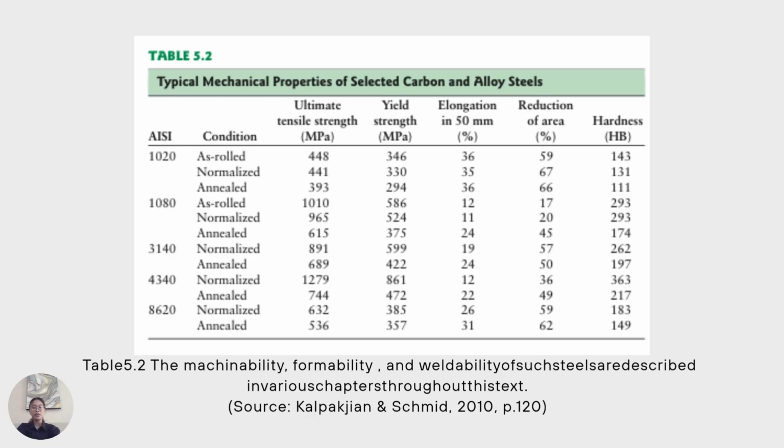This table presents a comparison of the mechanical properties of various carbon and alloy steels, specifically illustrating how compositions and heat treatment influence their strength, ductility, and hardness. Now, let's look at the columns carefully. The table lists representative steels by their AISI designation: 1020, 1080, 3140, 4340, and 8620, each tested under different conditions such as rolled, normalized, and annealed.